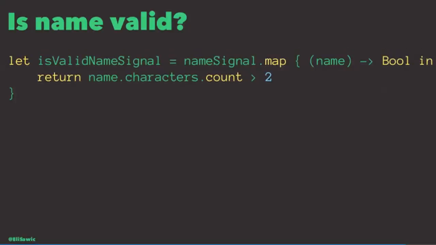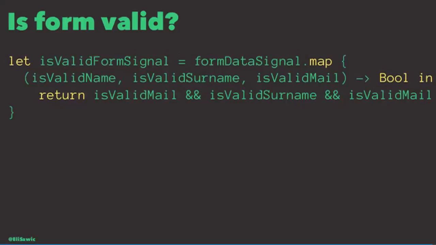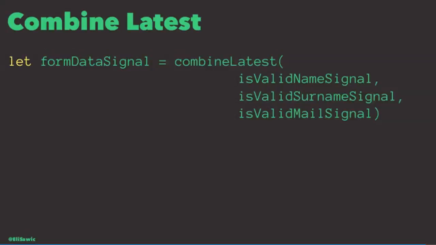Okay, but I do not need text values exactly to say whether the form is correct or not. I just need Boolean values saying true or false. So let's map it and let's say, okay, if there are more than 2 characters, then basically propagate true. If not, then false, and that's what I need. In case of a surname, it works exactly the same. In case of a mail, you basically go to Stack Overflow and you copy that, I guess. And then you test it. And now we have 3 signals that will propagate true or false values for you.